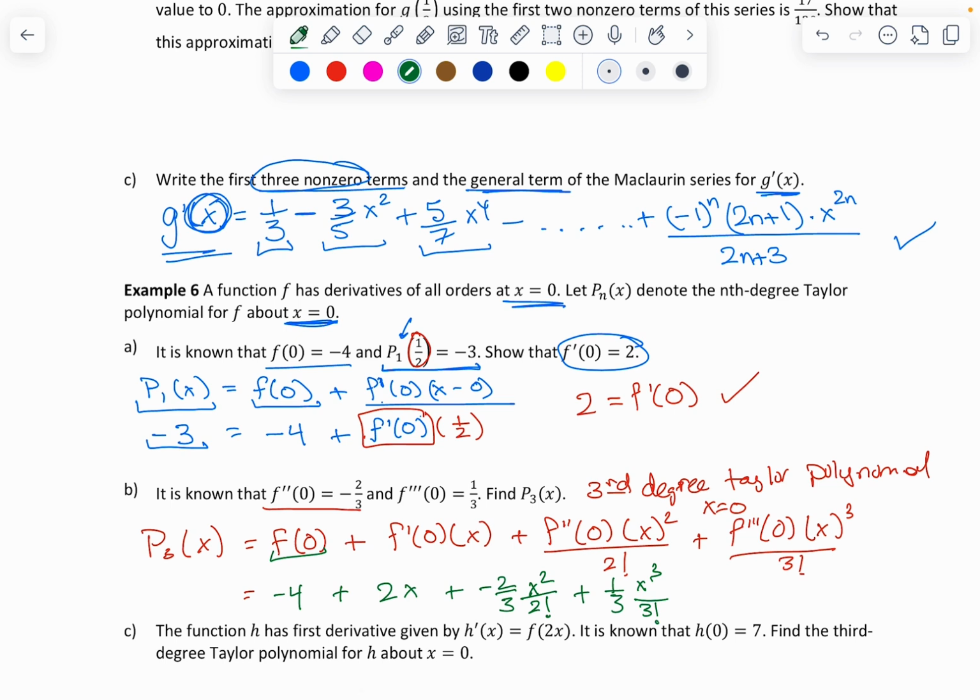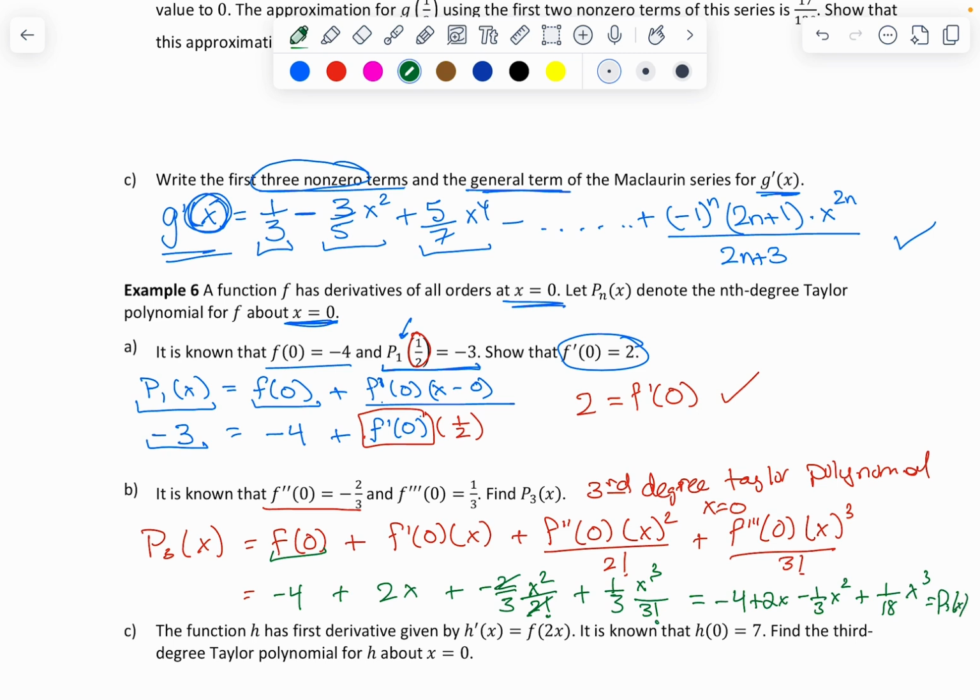Okay. So now when we clean this up, we've got negative 4 plus 2x. Well, the 2's here, they will cancel out. So we've got minus 1/3 x squared plus 3 times 2 is 6 times 3 is 18. So we got 1/18 x cubed. And that is equal to P3 of x.